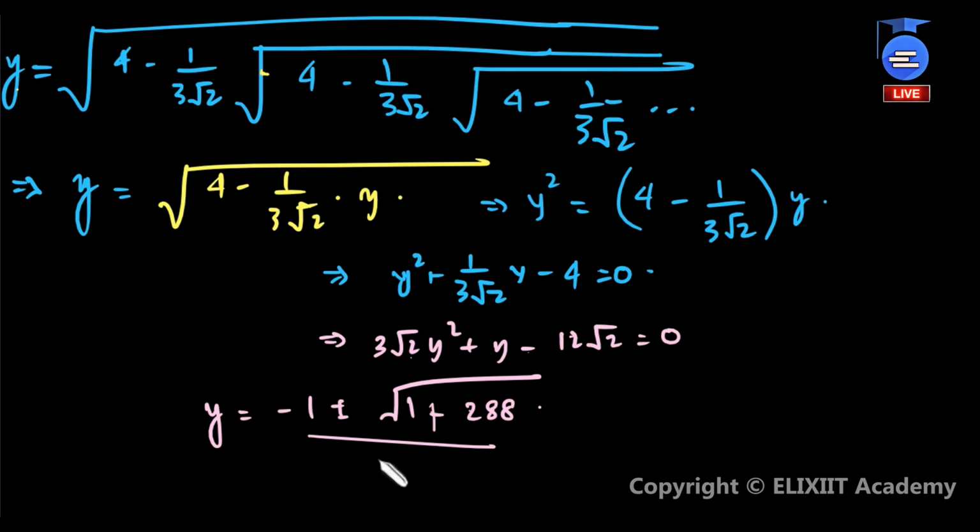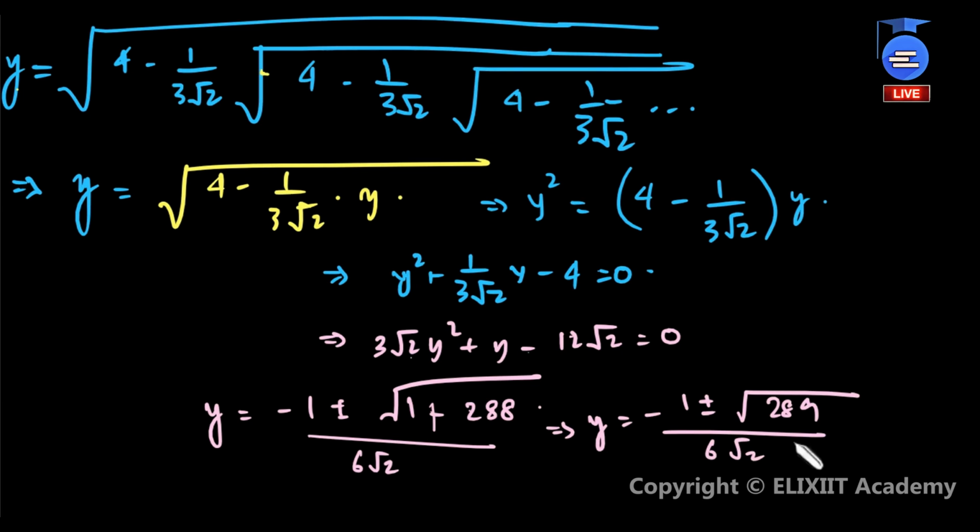Divided by 2ab, 6 root 2. So y is basically minus 1 plus minus square root of 288 plus 1, that is 289, divided by 6 root 2. What is this? Square root of 289, that is 17. So y is basically minus 1 plus minus 17 by 6 root 2.